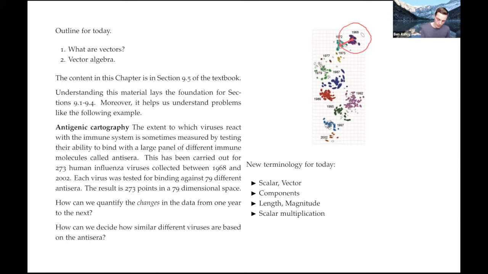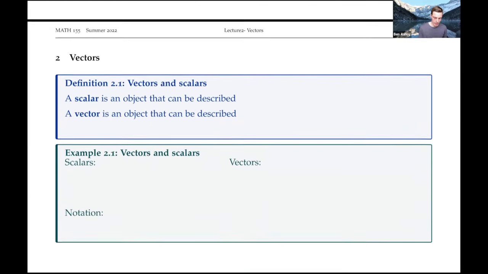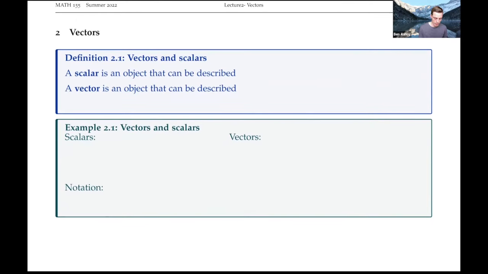For example, a vector describing some movement here might have the same magnitude as another one describing movement here, but they have different directions, since they're telling us something different. Okay, so we're going to talk about vectors, and then we're going to talk about vector algebra as well.